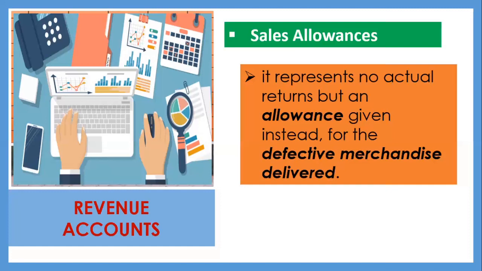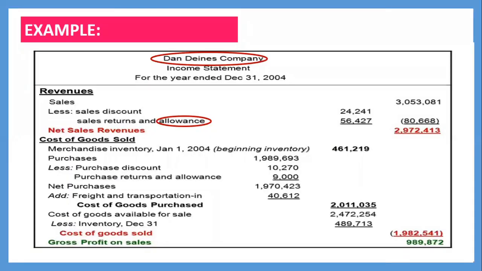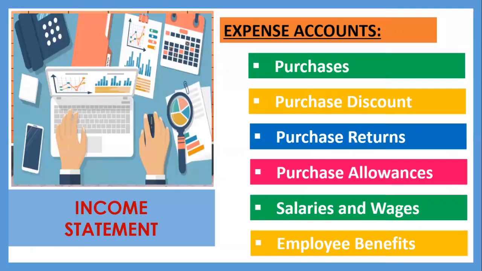So how will it appear on our income statement? This is an example of our income statement. Same income statement. The name of the company is Dundane's company. So your sales allowances, same with sales discounts and sales returns, should be deducted from your sales, okay? So that is how it appears in your income statement. And those are our revenue accounts, okay?